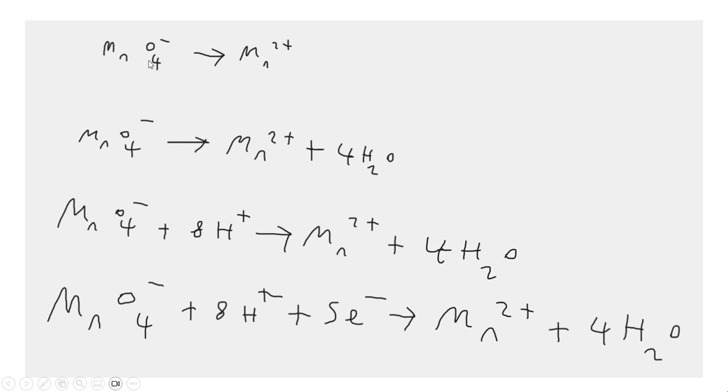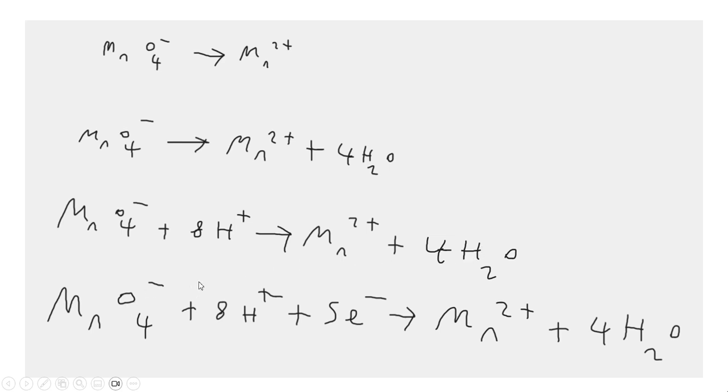Now balance any oxygens with H2O. I've got four oxygens on the left, so I'm going to have to add four H2O on to the right. So now MnO4 minus gives me Mn2 plus 4H2O. Now it says I need to balance any hydrogens with H plus. So I've got 8 hydrogens here, so I need to add 8H plus onto the left hand side. So MnO4 minus plus 8H plus gives me Mn2 plus plus 4H2O.